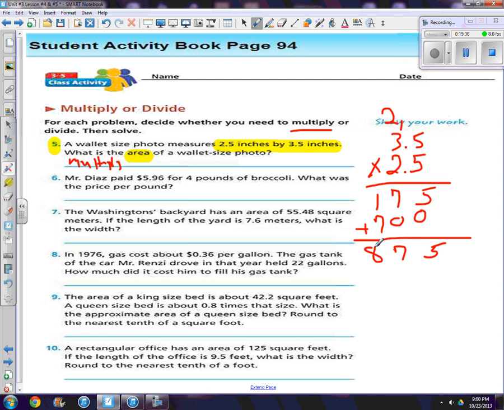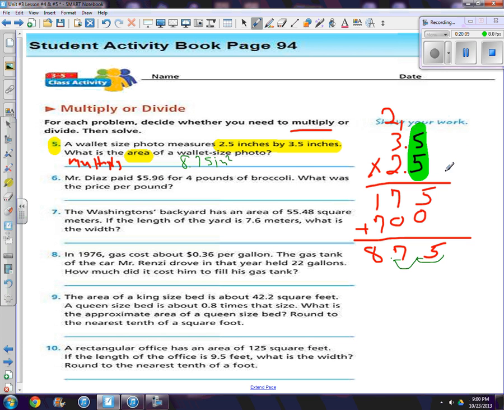Now, you can't stop there because the last thing you need to do is you need to look to see how many digits are behind each of these two decimals. There's 1 digit behind that decimal, 1 digit behind that decimal, so you have 2 digits. So then you would move your decimal 2 places to the left, which would get you 8.75 inches squared. Okay?